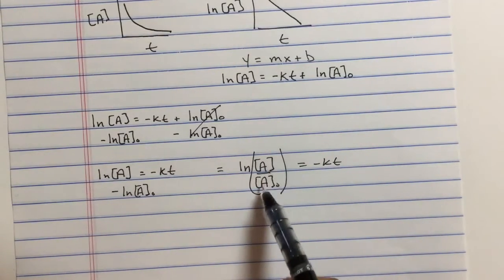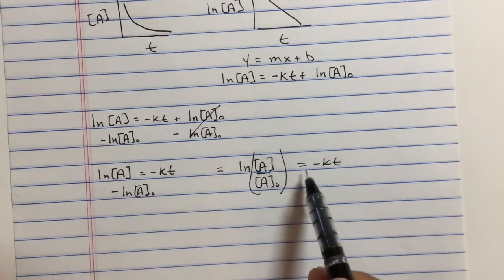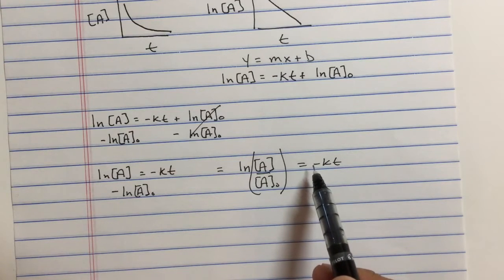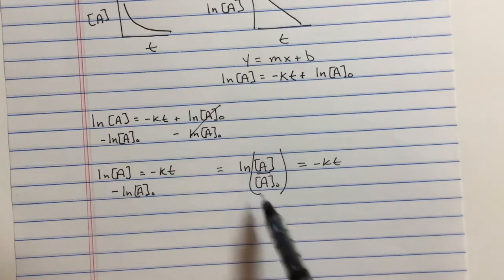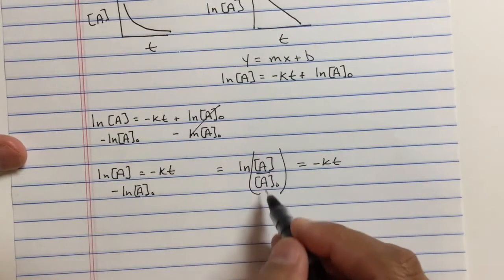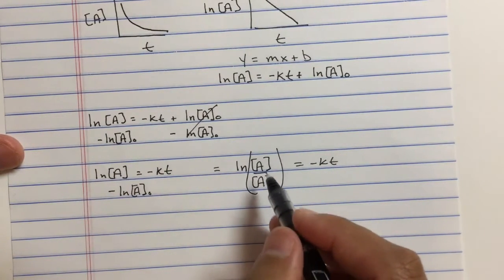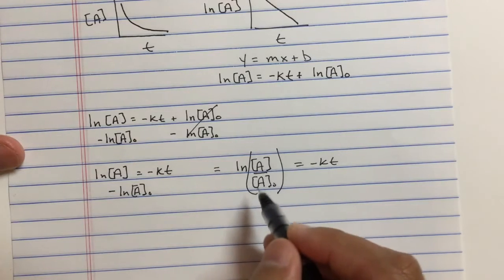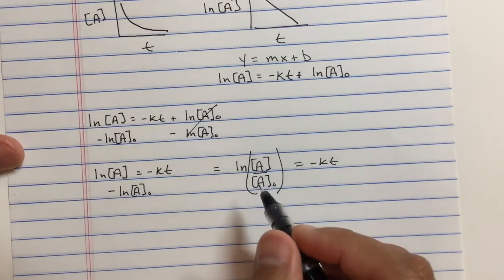If you have these flipped, then you change the sign here. So you can write it either way. I like doing it this way, and I'm going to tell you why. Because this is a really nice ratio right here, A over A naught. This is the original concentration, and this is the new concentration.